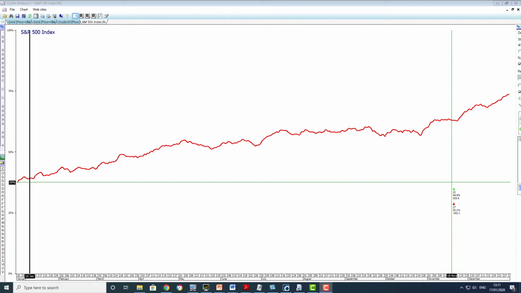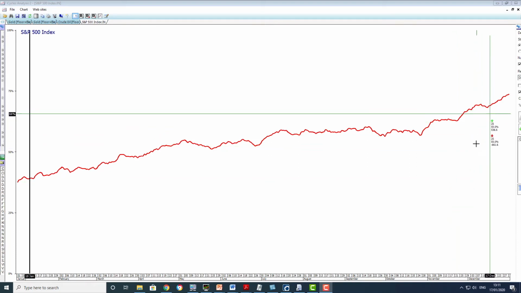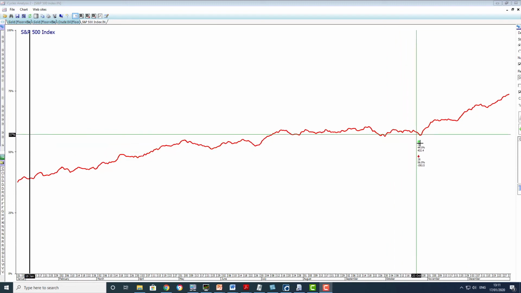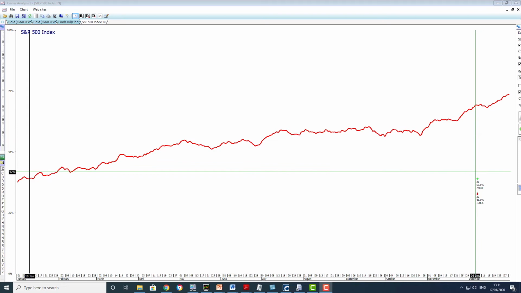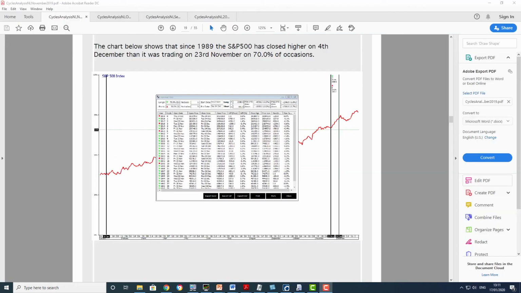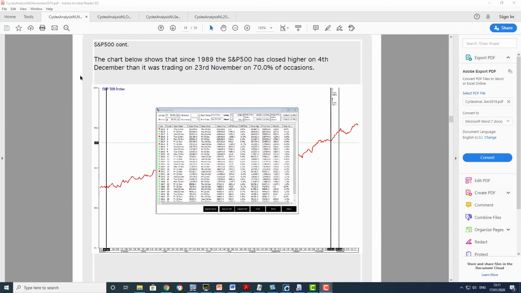Returning to our seasonality situation, when we look at this, again the S&P, these are the seasonality profiles we pop into the report. In fact, let me show you that first. And here is an example. We pop these in here. In this case, from this particular report, it shows that the S&P closed higher on the 4th of December, from trading on the 23rd of November, on 70% of occasions. And that was using the data up till the publication of that report.